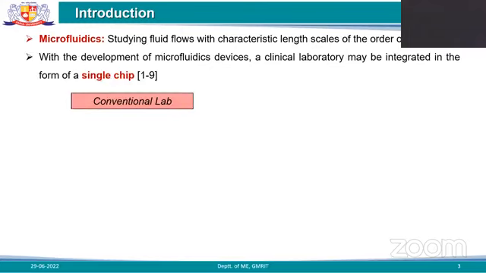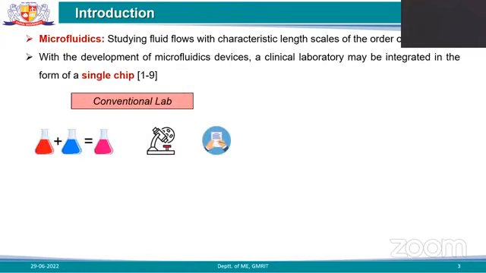If we see what is done in the conventional clinical or pathological laboratory, that is nothing but the mixing of two or more fluids. Two means at least two. One is the sample, it may be blood, sperm, or urine. Another one is the chemical. After that, some reaction or change occurs, and finally it is observed by the microscope, and then accordingly the report is prepared.